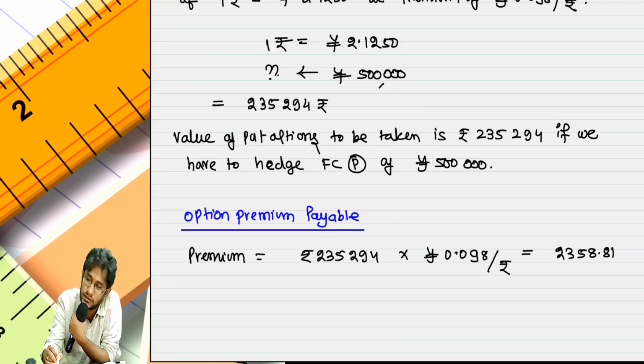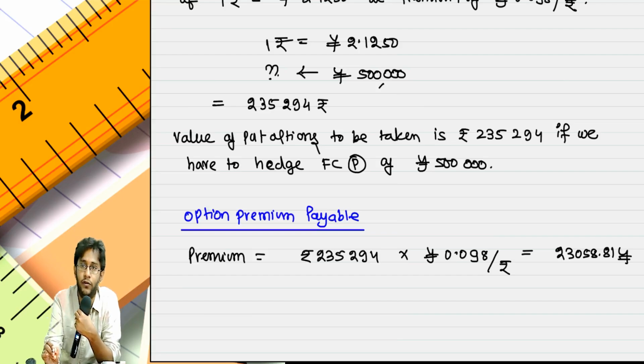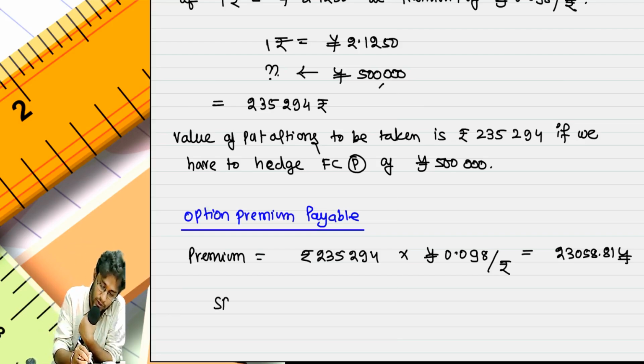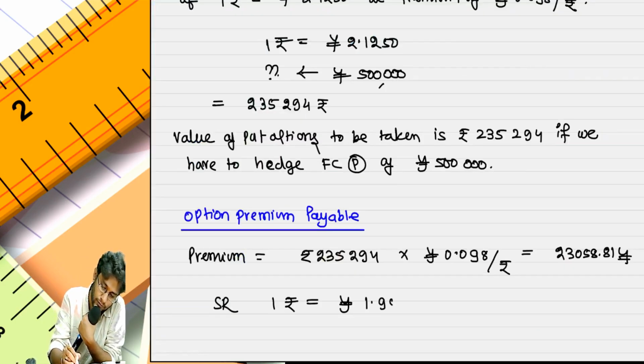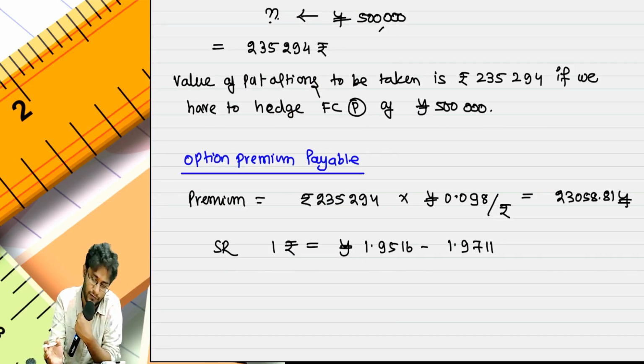23,058.81, no? Which currency is this? Correct. What is this? Yen. Sir, if you hedge using your home currency as the underlying asset, the premium will be in foreign currency. So you have to pay now. So what is the spot rate? Go and check. Otherwise, why would they give you the spot rate? I have to pay yen, so I have to buy yen and give rupee. The quote is given for rupee, the bank is buying rupee, so the bid rate.